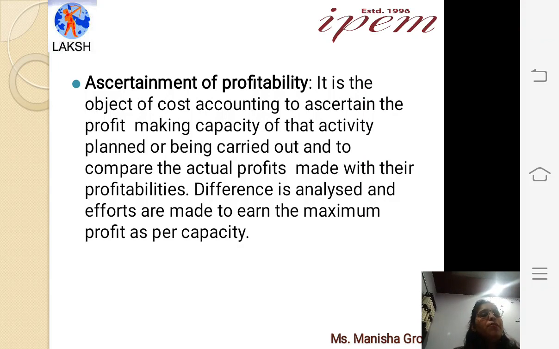ascertainment of profitability. Obviously, why are we using cost accounting? Because we ascertain our profit making. We can take corrective measures and ideas regarding how to know our capacity and how we can achieve the maximum profits. That is our objective, that is every company's objective.